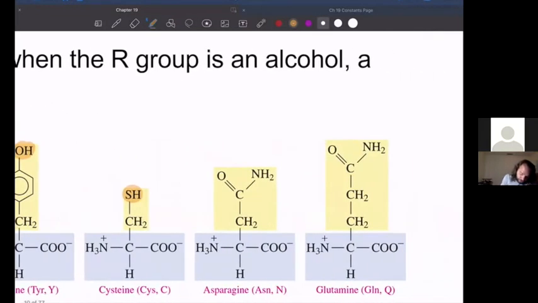And then we also know that our amides are good polar groups. And so there are two amino acids that have amide R groups, and that's asparagine and glutamine. So again, both of these have amide functional groups.